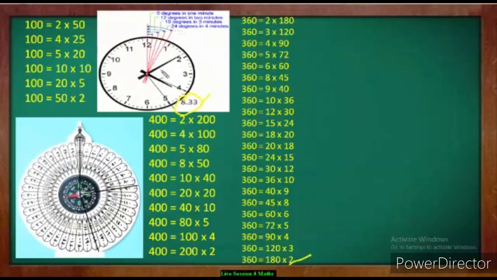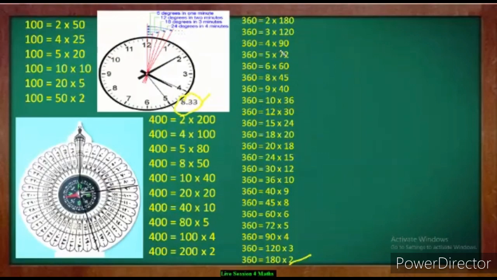Very easy to calculate. We can count 1 minute, 2 minutes, 3 minutes. In degrees also we can count. For 1 minute there are 6 degrees. Even we can count if we divide 1 hour into 5 equal parts. So one part will be 12 minutes. We can divide it. Here also, this many factors are there.